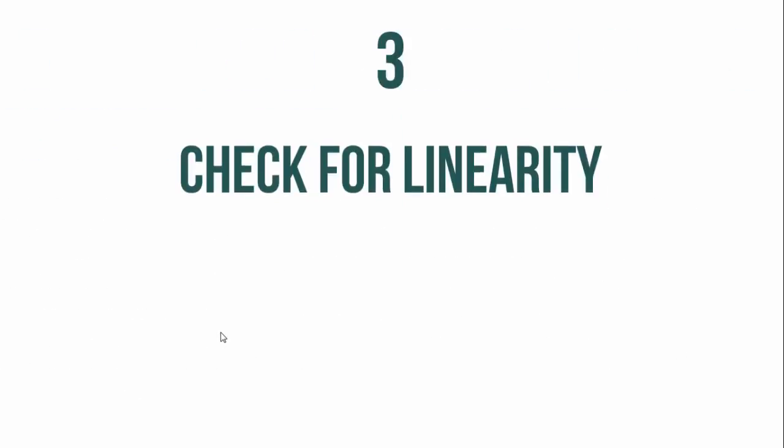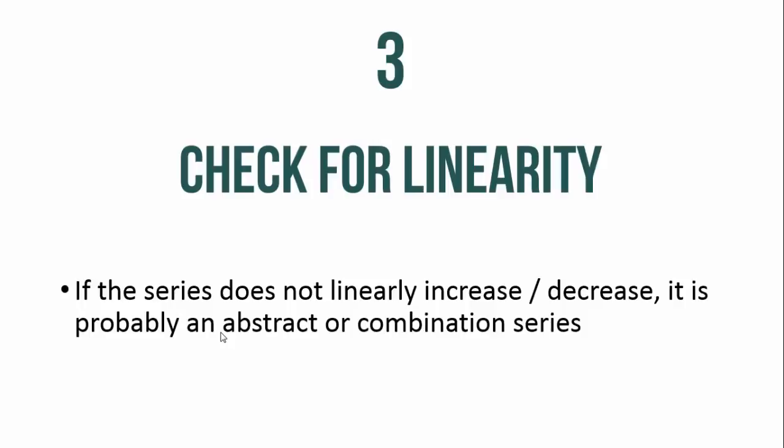Third, check for linearity. That is, if a series does not linearly increase or linearly decrease, it is probably an abstract or a combination series. That is, if you can't find a set pattern for which the series is growing or declining as the case may be, then the series may be abstract. You have to think of some combination or some other random logic for the series.